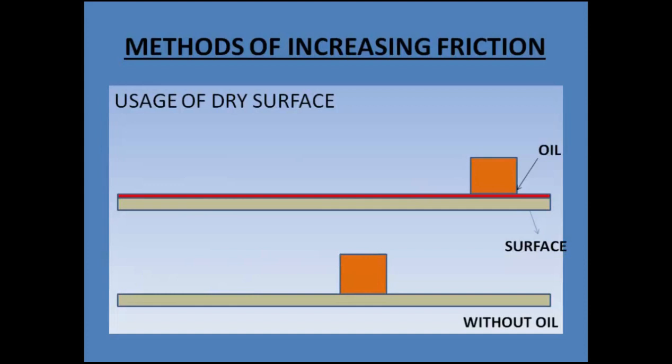The object which is placed over the oil obviously moves very easily and moves faster because it is over a smooth surface, that is, over the oil. This is basically because over a smooth surface, again the force of friction is very less and so the object moves very fast. Whereas in the second case, the force of friction is very large and hence the object doesn't move so freely. It just goes a smaller distance and stops. So by making use of a dry surface, we can increase the friction.